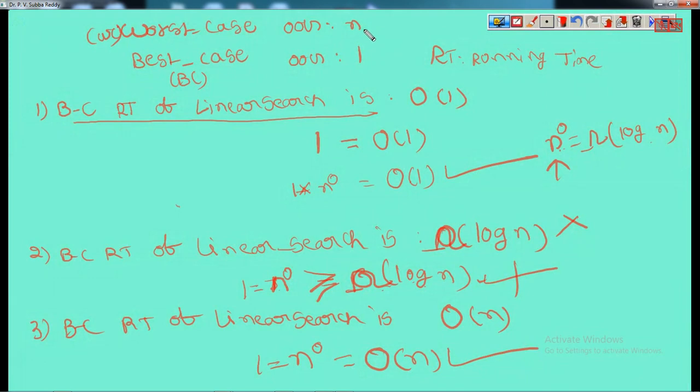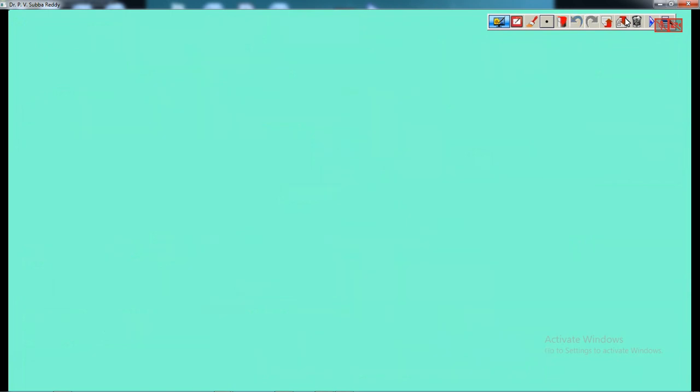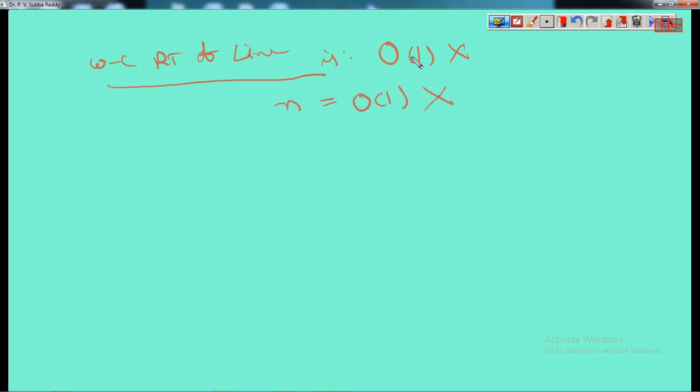For example, the worst case running time of the linear search algorithm is big O of 1. This is wrong. Why? Because in the worst case, we have already seen it is n. n is not big O of 1. We know that it is wrong. That's why this is wrong.